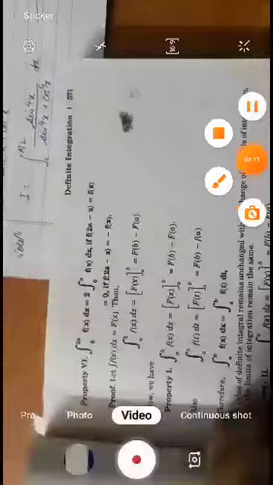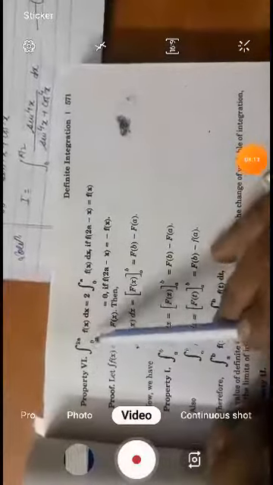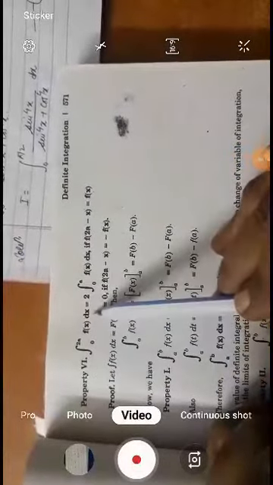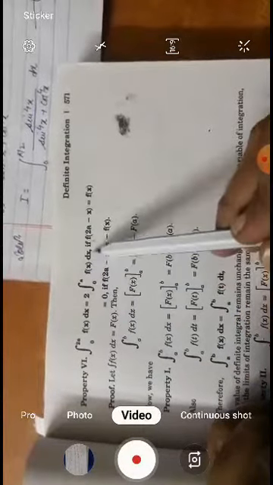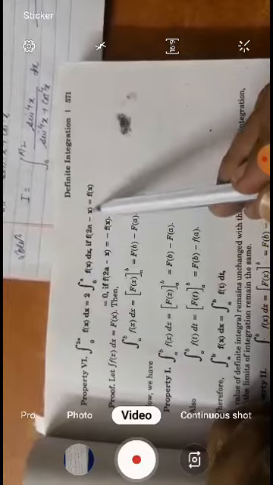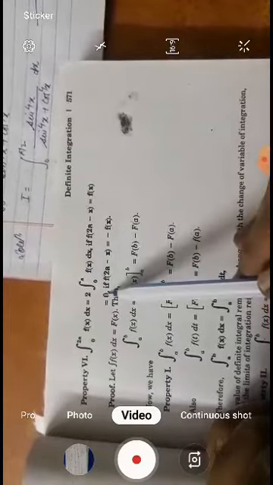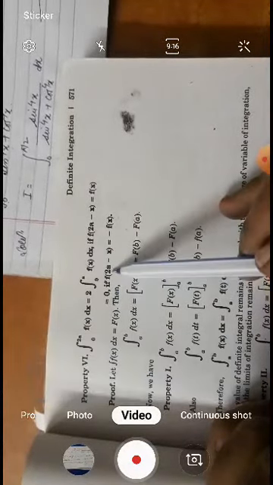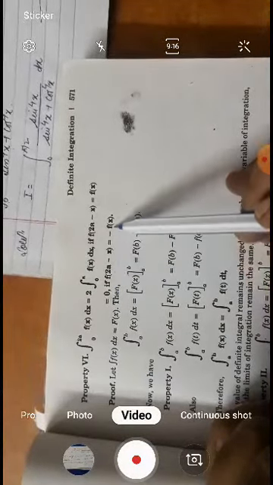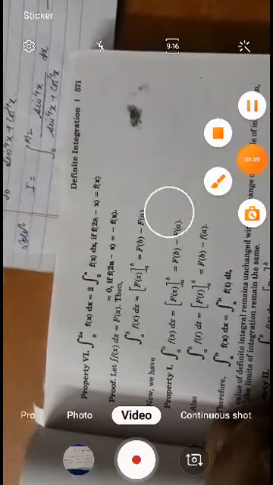Is it okay? Next property is 6. 0 to 2a fx dx is equal to 2 times 0 to a fx dx if f(2a minus x) equals fx, और 0 अगर आता है तो इट मीन्स अगर हमारे पास 0 आ रहा है, that is if f(2a minus x) is equal to minus fx. Is it okay to everyone? These are the properties that can be used in the questions.